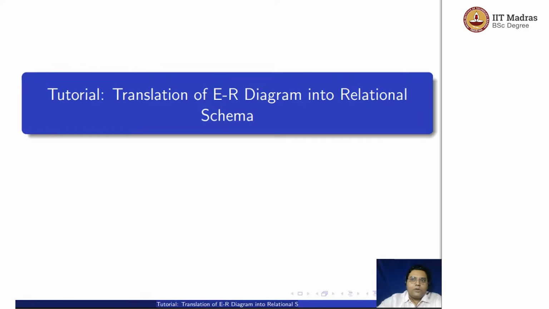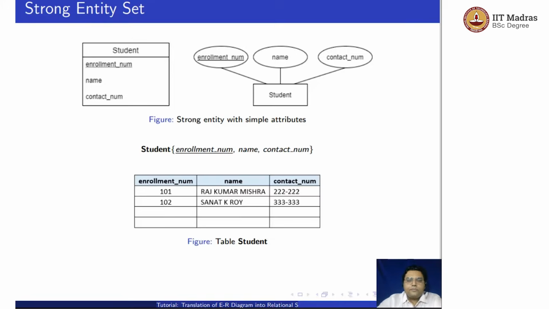Okay, so let us go for some examples. First we start with strong entity sets. So we have an entity set called student, right? These are two alternative representations of entity sets. It's a student entity set, this is also a student entity set, having the same attributes: enrollment number, name and contact number, right? Now our identifying attribute or primary attribute is enrollment number, right?